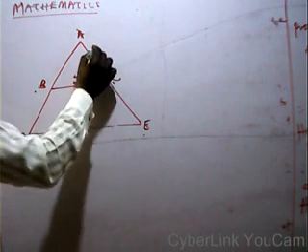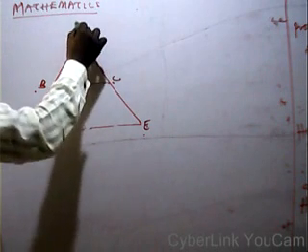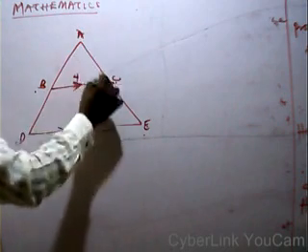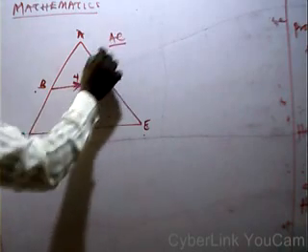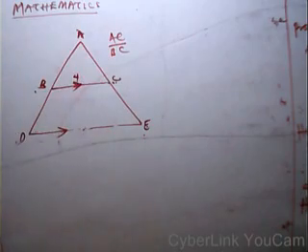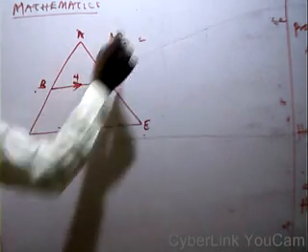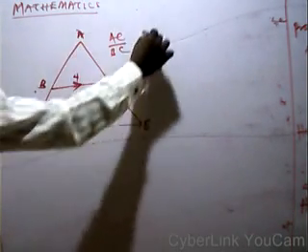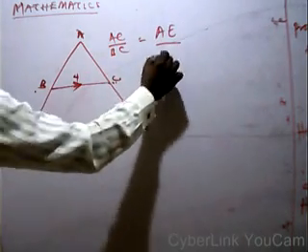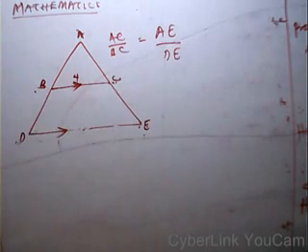Not just that too. Even when you have this, the ratio of your AC to BC, take note of that as well, is equal to the ratio of your AE to DE. Take note of that as well.